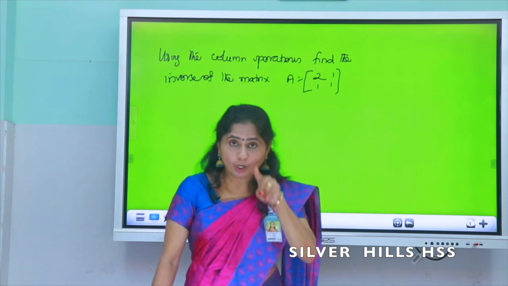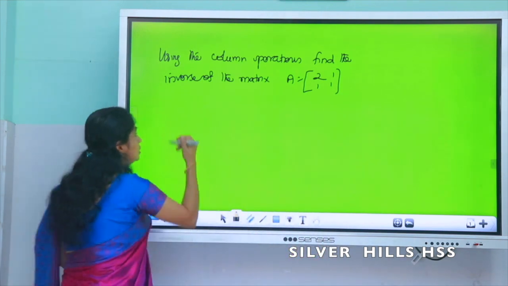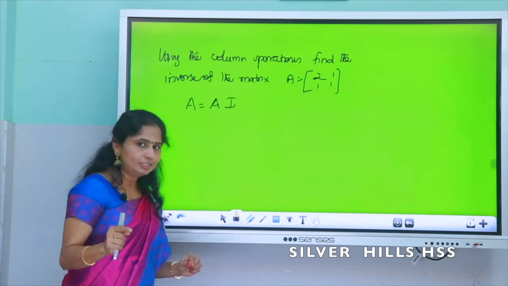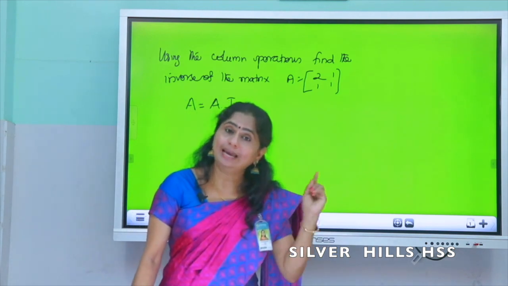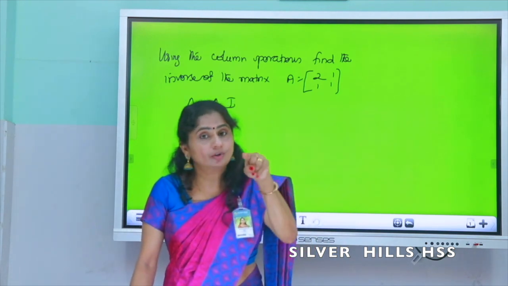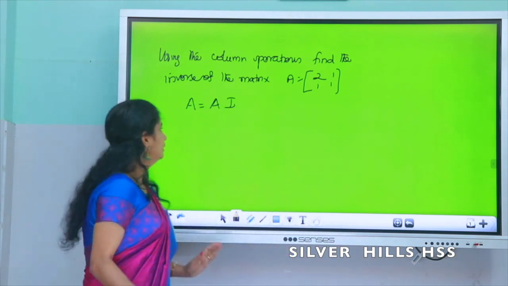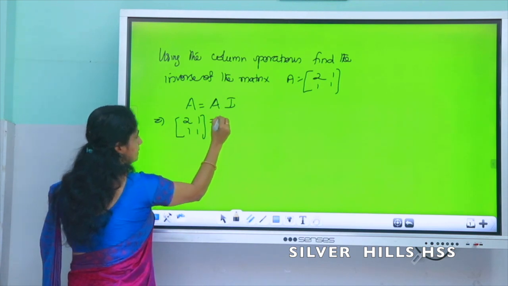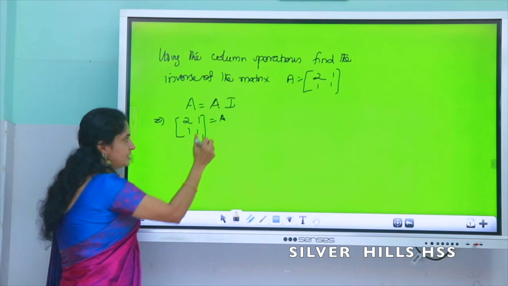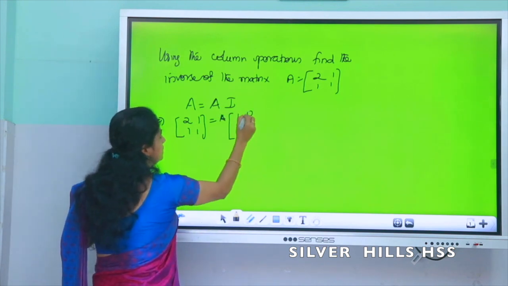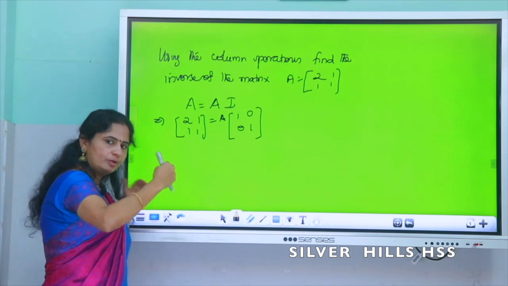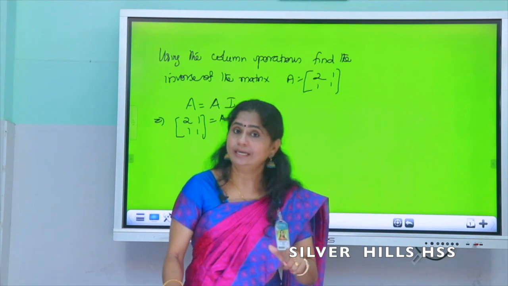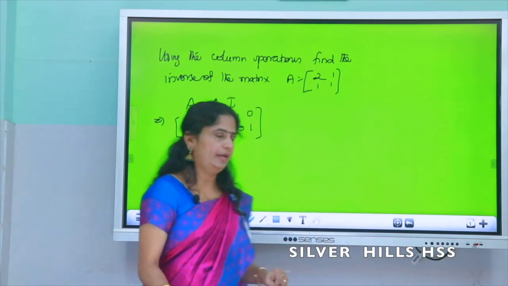If you want to apply the column operation, the first rule that we have to follow is A should be written as AI, because the column operation should be done on the LHS and the second matrix on the RHS. So, what does it imply? 2, 1, 1, 1 is A into, because I is not going to get affected, let it remain as it is, 1, 0, 0, 1. Now, I should reduce this A is equal to AI in the form of I is equal to AB, so that I can conclude B is the inverse of A.